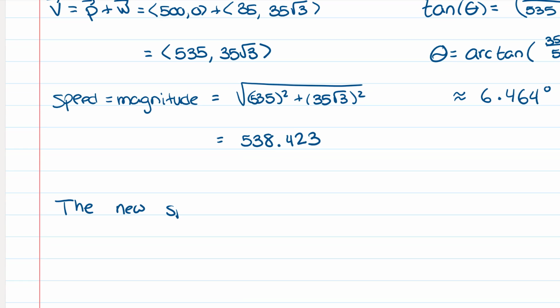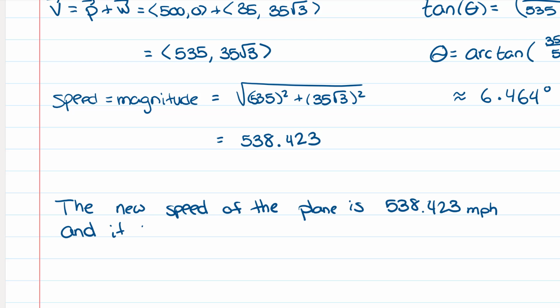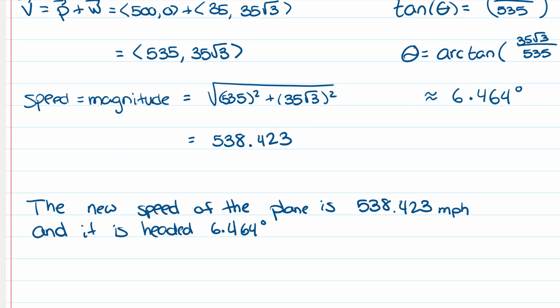So the new speed of the plane is 538.423 miles per hour, and it's headed 6.464 degrees north of east. And it makes sense that it's going faster because the wind is pushing it not only up, but also in the same direction it was going already.